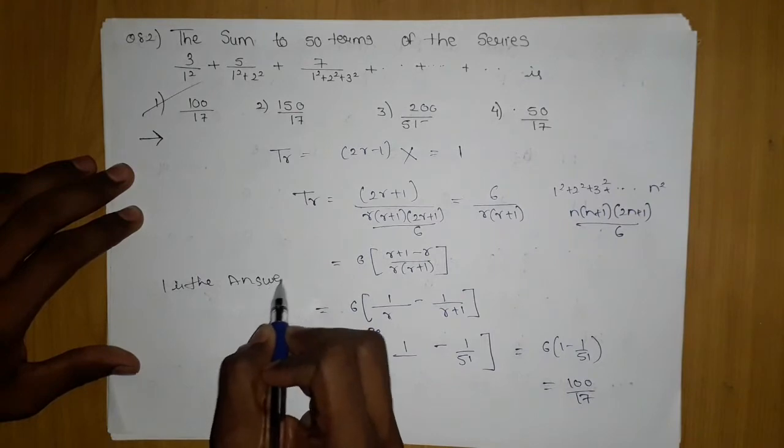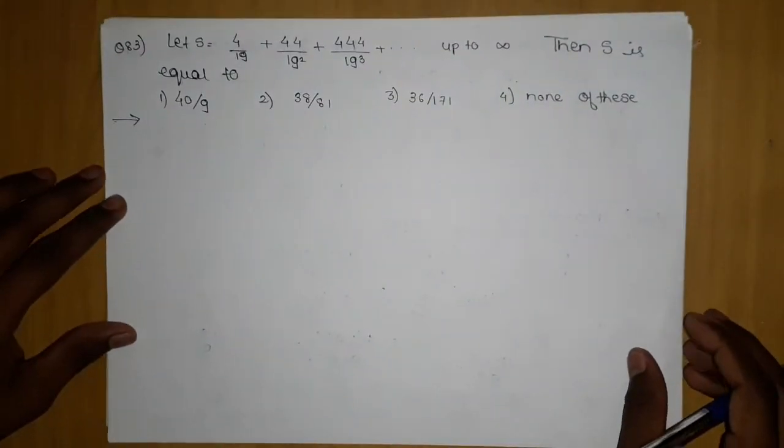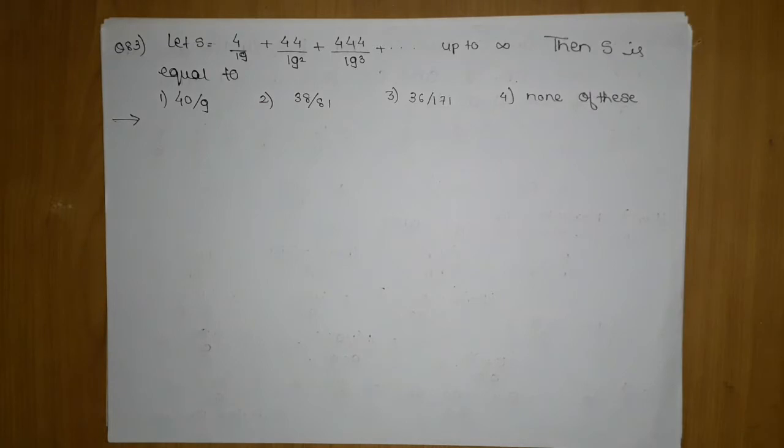Okay, now let's move on to question number 83. The question is: let S equal 4 upon 19 plus 44 upon 19 square plus 444 upon 19 cube and so on till infinity, then S equals what? 40 by 9, 38 by 81, 36 by 171, or none of these.